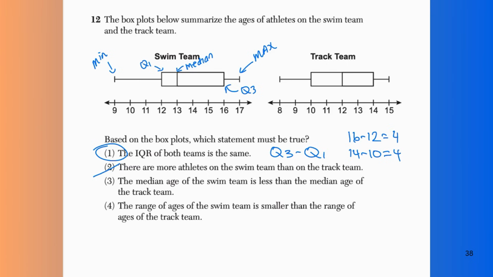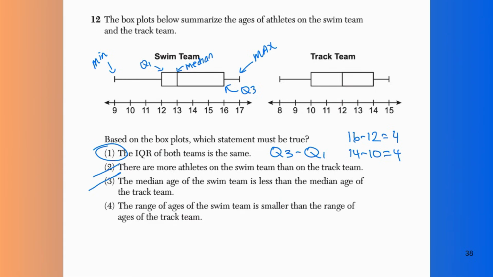The median average of the swim team is less than the median average of the track team. Now, at first glance, you may have selected 3. I'm glad they didn't put answer choice number 3 as answer choice number 1, because it looks like the median of the swim team is further left than the track team, but that doesn't matter. What matters is the actual value of it. So the median of the swim team is 13. The median of the track team is 12. So number 3 is also incorrect.